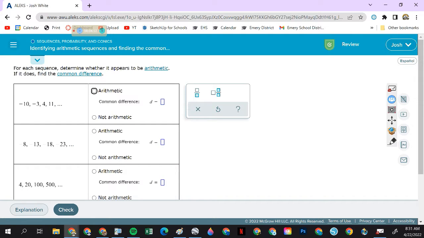Is the first sequence arithmetic? Yes. What's the common difference? Plus 7. Okay, the second one? Minus 5. So it is arithmetic. The next one? Not arithmetic. Do you see a pattern? Times by 5. So that one is geometric.